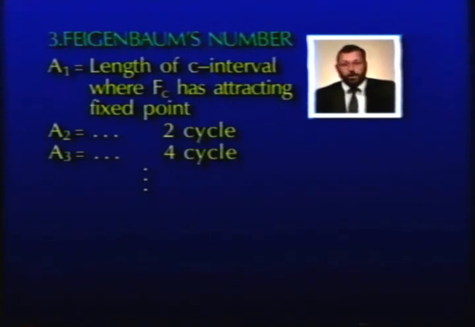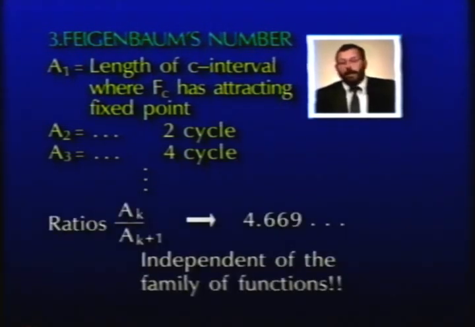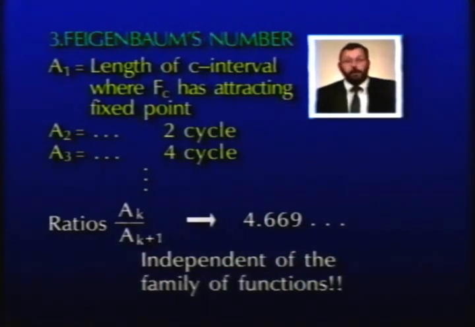Feigenbaum's observation was that the ratios A_k divided by A_(k+1) tended to a limit, 4.669, and that limit was independent of the family of functions. If you take any function that period doubles its way to chaos, then the lengths of the respective windows in which period doublings occur have ratios which tend to exactly that same number, 4.669. This was eventually proved by Collet, Eckmann, and Lanford only a few years ago.